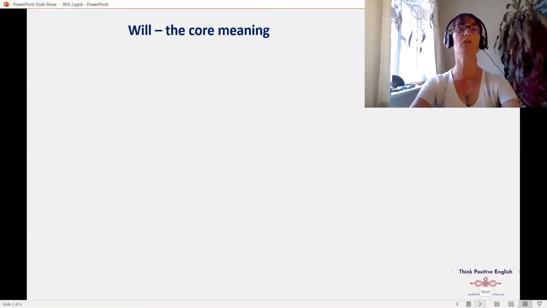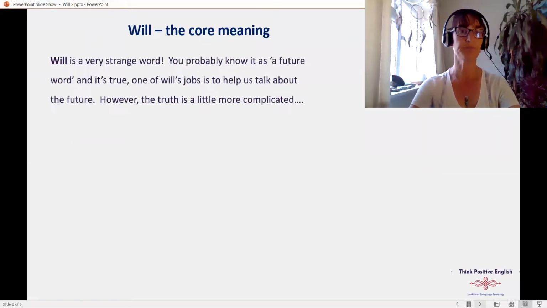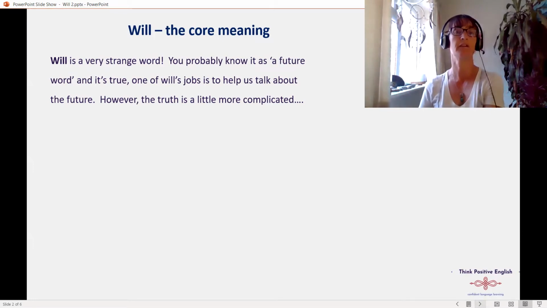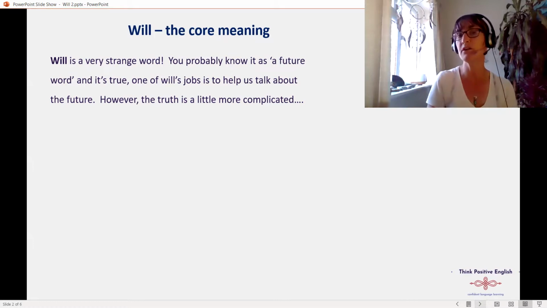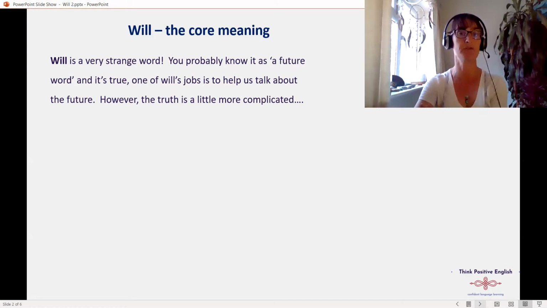Okay, so the core meaning of will. Definitely we can use will to talk about the future, but it's more complicated than that. And I think that learners sometimes think will is the future word, and it isn't. We certainly don't use it for all situations in the future. And there's certainly more going on with will than just it's the word for the future.